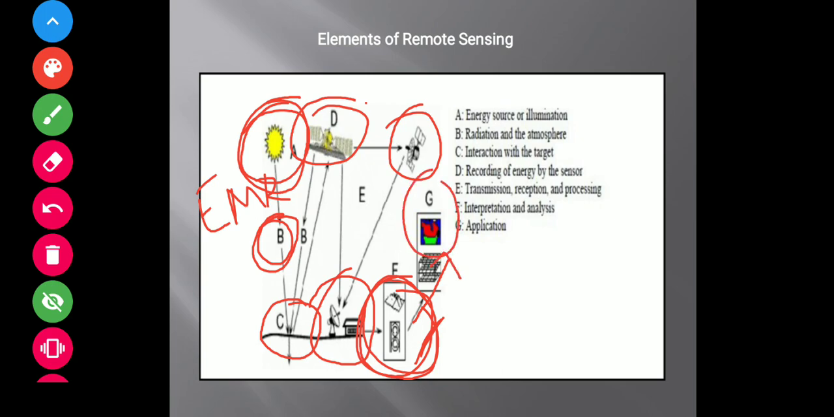So anyone can now use these images for their purpose. Likewise, the environmentalist can use these remote sensed images to interpret environmental hazards. They can interpret the pollution levels. They can study particular forest areas.